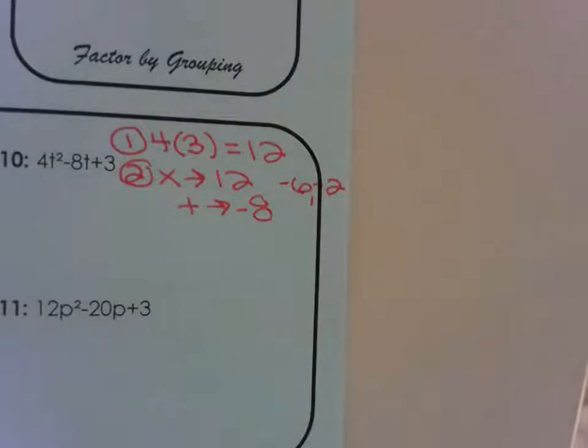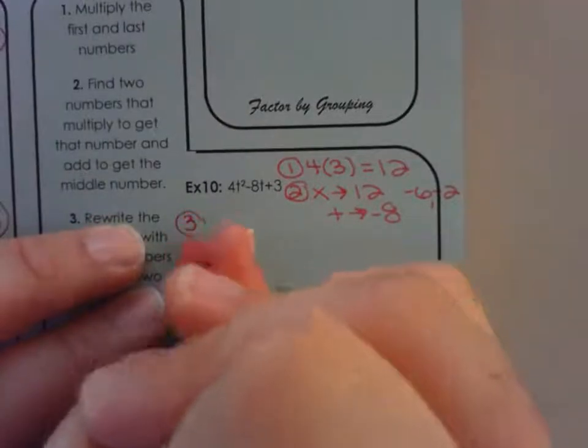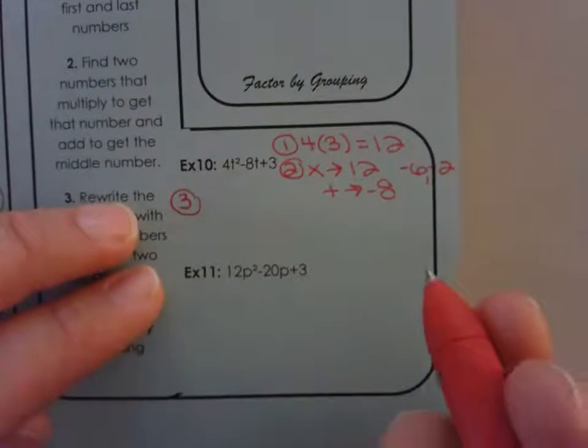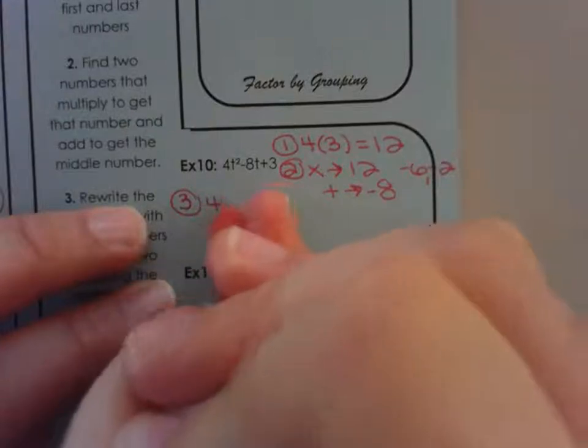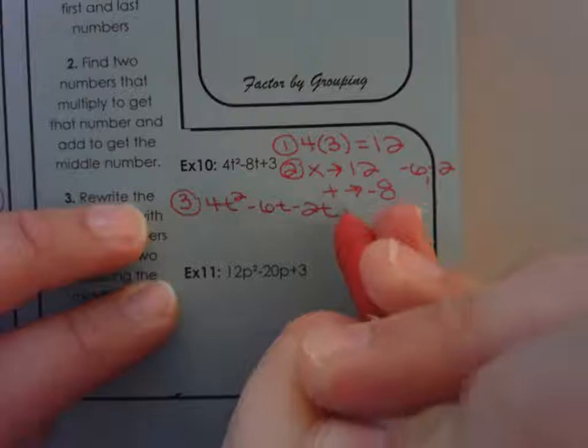They multiply to give you a positive 12. They add to get you negative 8. Now, you don't have to show these 2 steps. I don't care if you don't write them down, if you do them in your head. But I'm going to put them in the notes so you know where I'm getting numbers from. Now, step 3. I take those 2 numbers, and what do I do with them? Place them in the middle. So 4t squared minus 6t minus 2t plus 3.